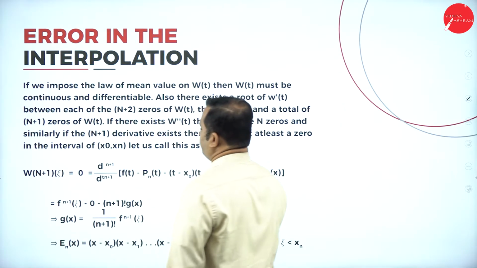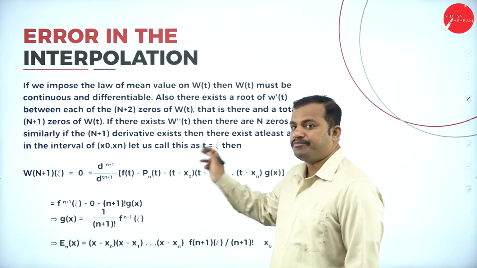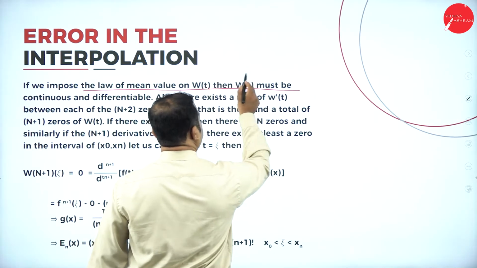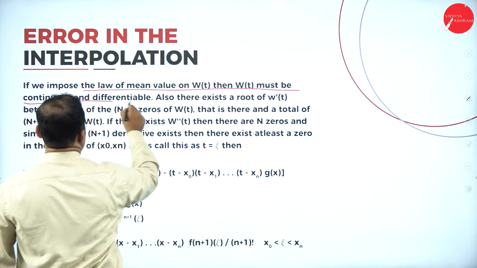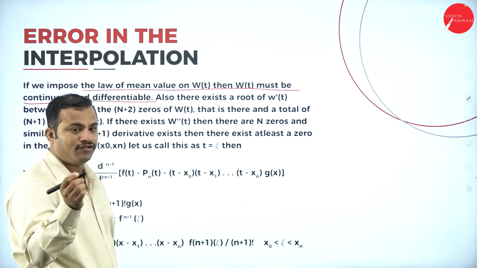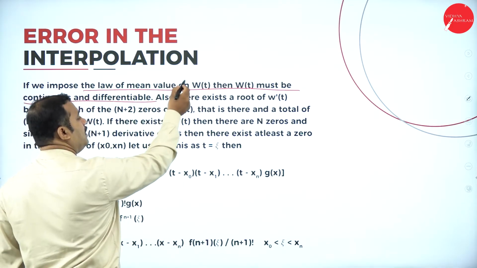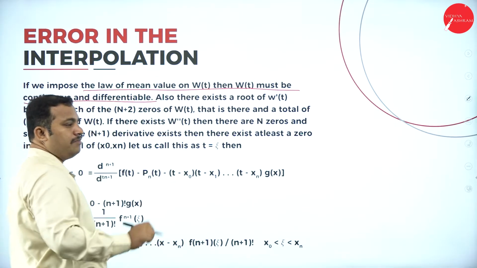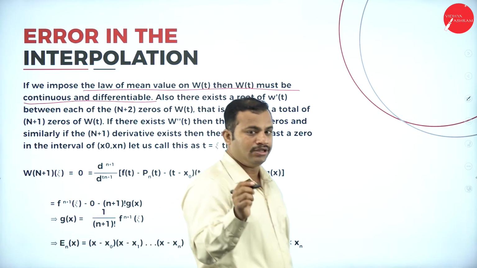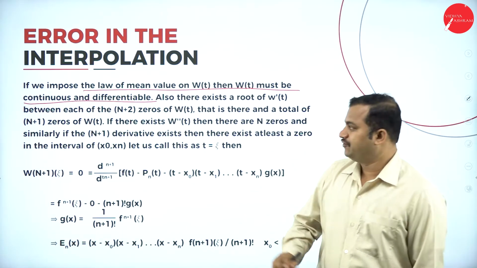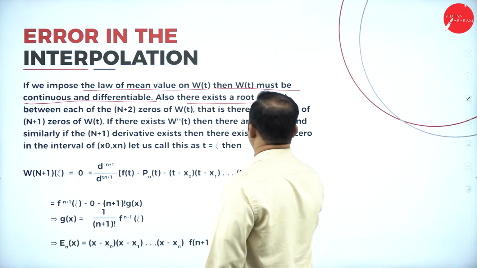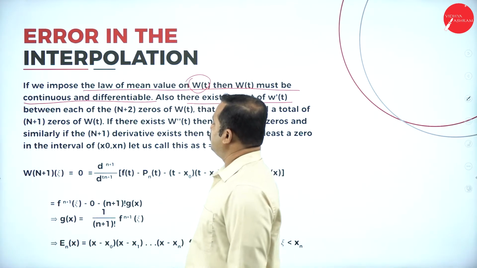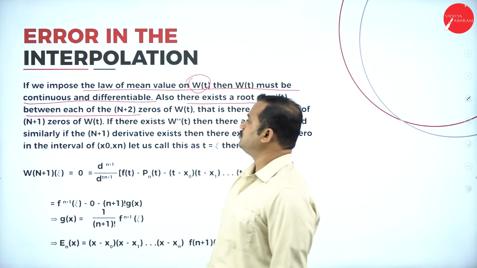If that is the case, we shall see it in terms of mathematical expressions. If we impose the law of mean value on w of t, then w of t must be continuous and differentiable. Please understand this carefully. I am using the two words here. One is continuous and the other one is differentiable. If that is the case, there exists a root w dash of t, that is the first derivative of w of t, between each of the n plus 2 zeros of w of t.